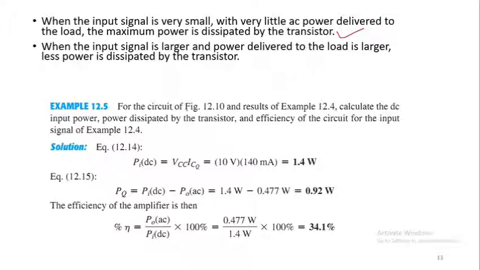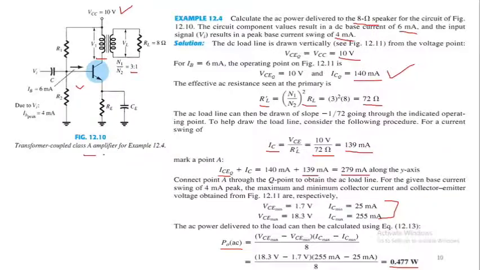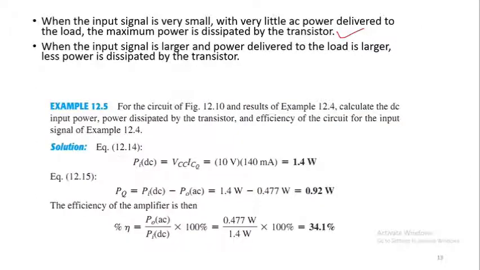Example 12.5: for the circuit of figure 12.10, which is this one, and results of example 12.4, calculate the DC input power, power dissipated by the transistor, and efficiency of the circuit for the input signal of example 12.4, previous example की. तो 12.4 से हमें we can find P_iDC equal to VCC into ICQ, that is VCC is 12 volt, ICQ is 140 milliampere, so P_iDC is equal to 1.4 watts, and PQ we can calculate with this equation, that is equal to P_iDC minus P_oAC. P_iDC is 1.4 watt and P_oAC is 0.477 watts. So PQ is equal to 0.92 watts.